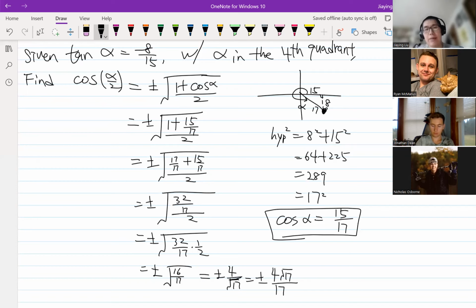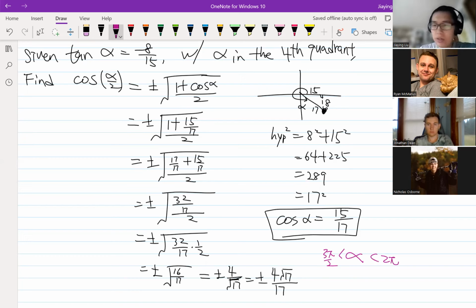Don't just assume that because cosine alpha is positive, cosine alpha over 2 is also positive. We cannot make that assumption. Here we have to think about it: because the angle is in the fourth quadrant, the angle alpha is going to be between 3 pi over 2 and 2 pi. And what about half of alpha?